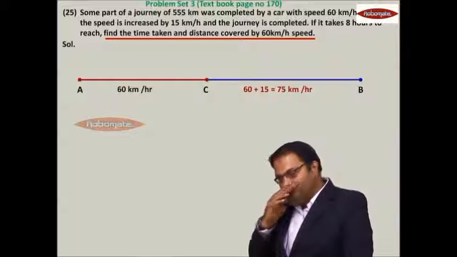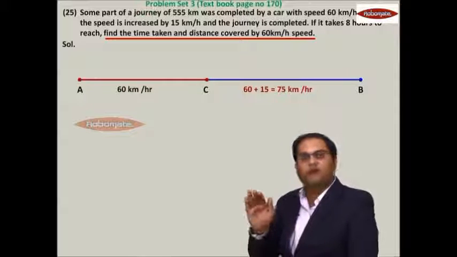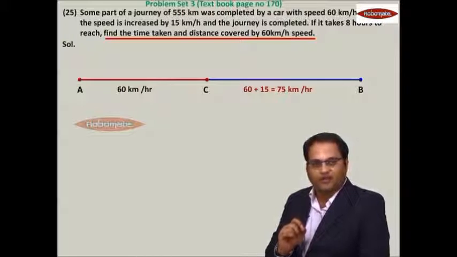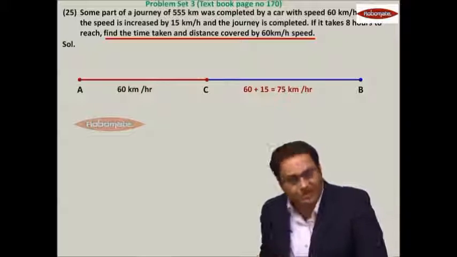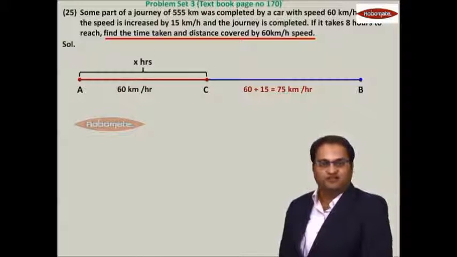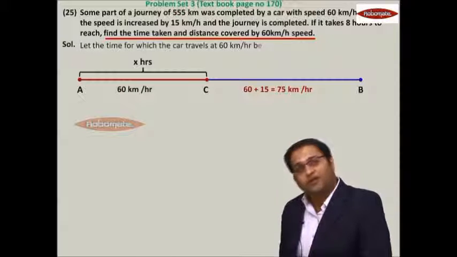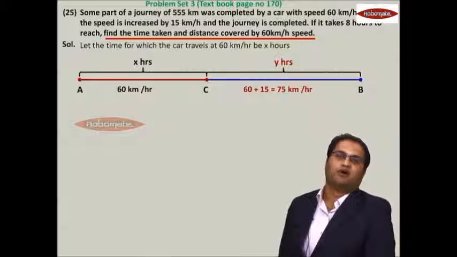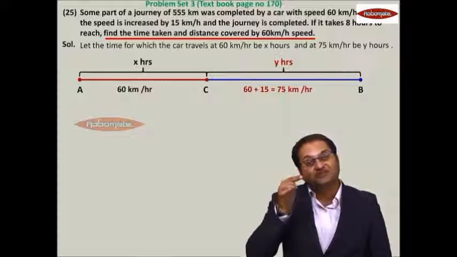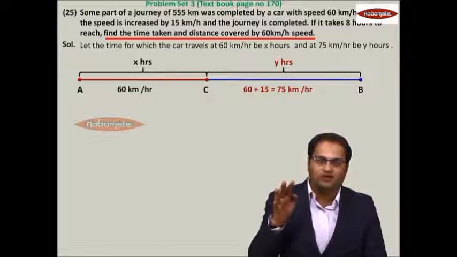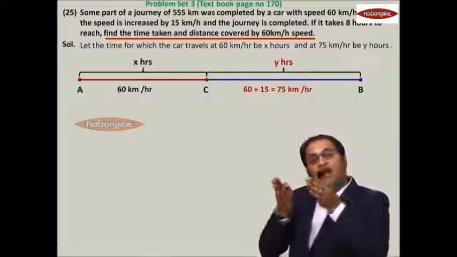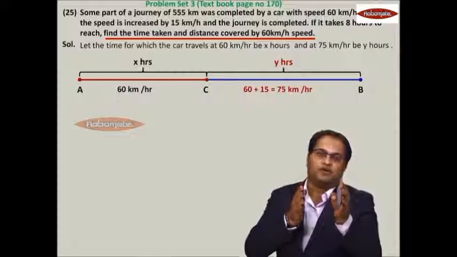Now, as I said, this is the only sum where we will not go as per the rules of assuming the time taken as X and distance covered as Y, as asked in the question. Just to simplify the calculations and the equation formation here, let the time taken at 60 kilometers per hour be X, and let the time taken at 75 kilometers per hour be Y. So instead of assuming the time taken at 60 as X and distance covered at 60 as Y, which would have complicated the calculations, let the time taken at 60 kilometers per hour be X, and the time taken at 75 kilometers per hour be Y.